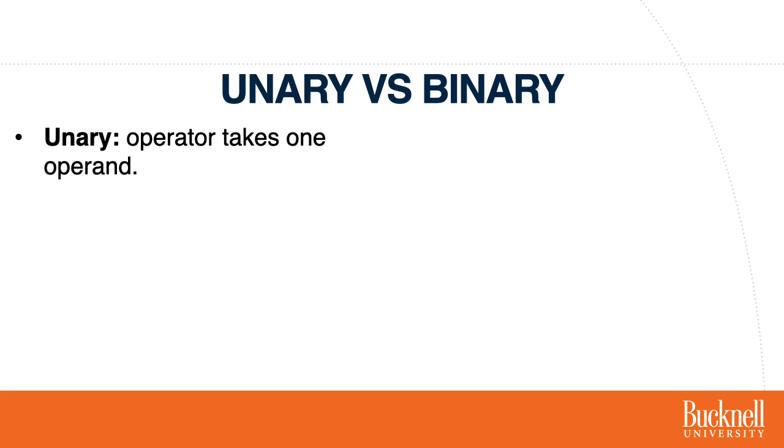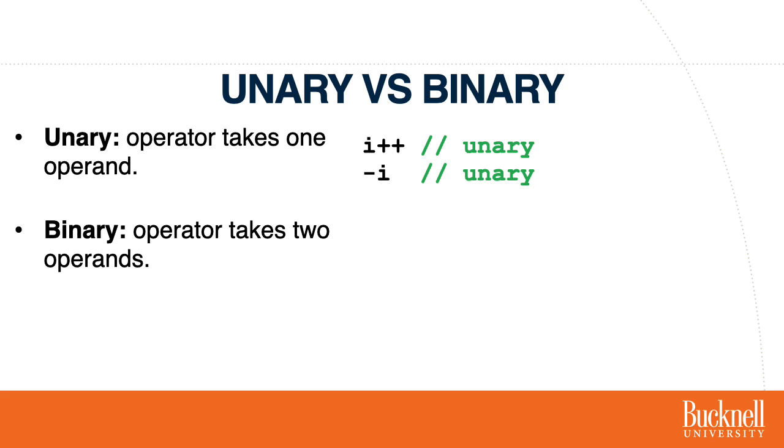Unary describes an operator that takes one operand, such as i++ or -i. Plus takes one operand. Minus also takes one operand, making the variable negative. A binary operator takes two operands. Plus is an example of a binary operator, and so is modulo.